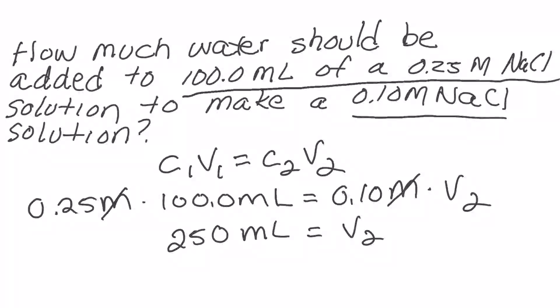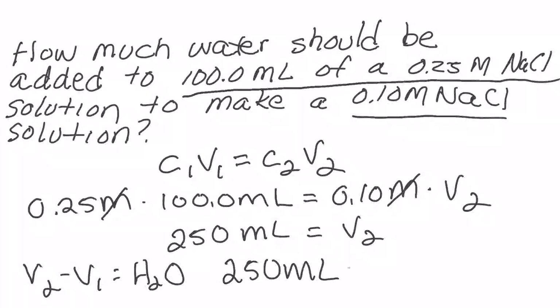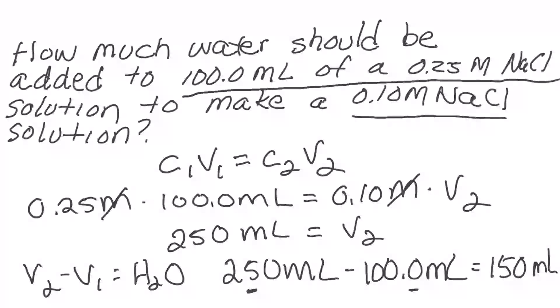But that's not what the question asked. It didn't say what is the final volume. It said how much water do I need to add. So V2 minus V1 equals the water. So the final volume is 250 milliliters. I started with 100.0 milliliters. And now watch this for sig figs. I am subtracting, so I have to follow subtraction rules. This is only good to the tens place. This is good to the tenths place. So I get 150, but not 150.0. I can only go to the tens place. So about 150 milliliters.